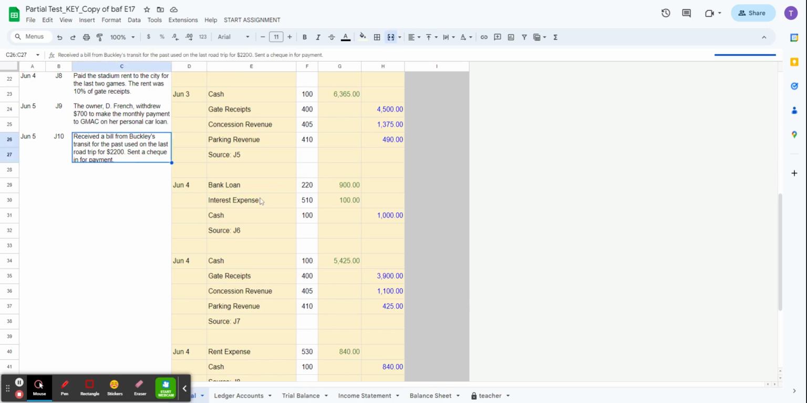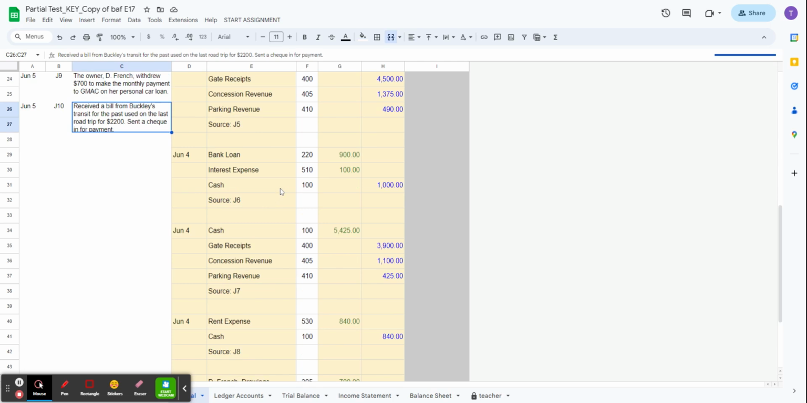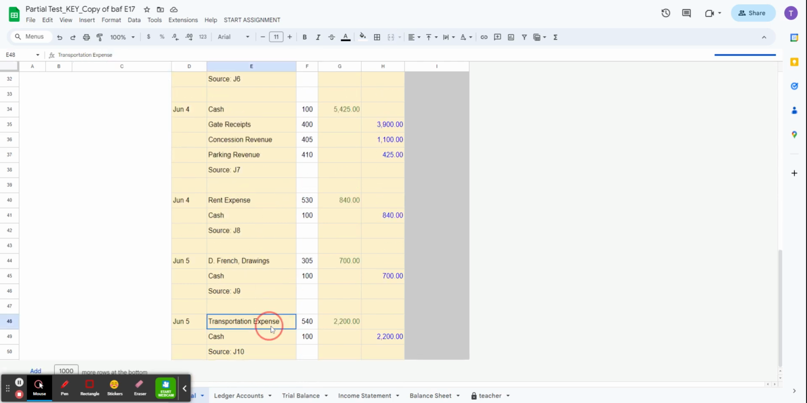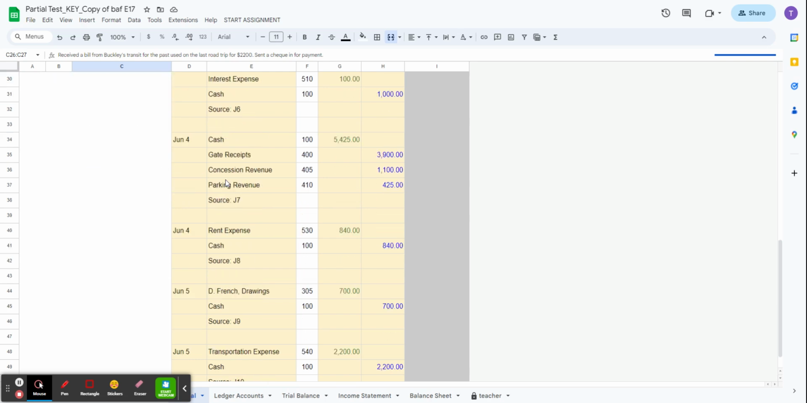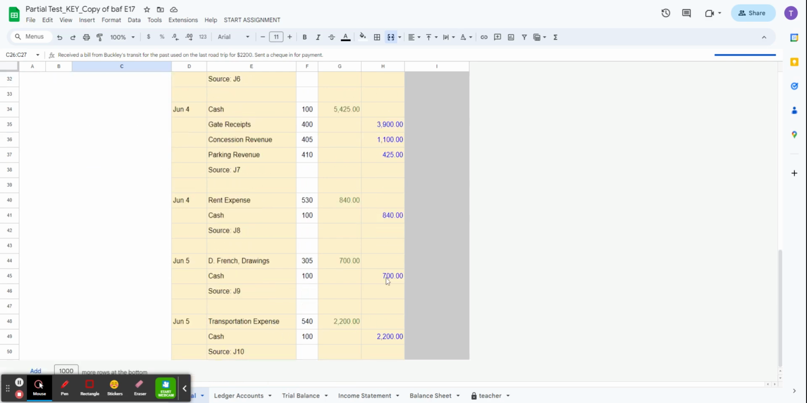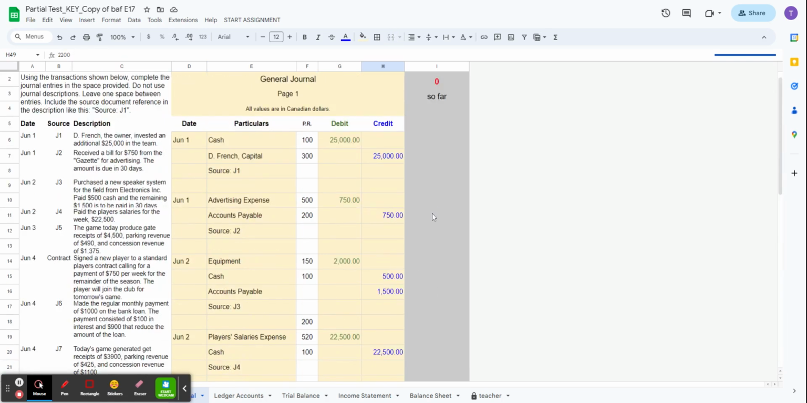So lastly, we have receiving a bill for the transit, and we would simply debit the transportation expense and credit cash. Sorry, a little bit of clarification here. We did receive a bill, which might indicate that it's an accounts payable, but it says in here that we sent a check in for the payment. So it actually means we've already paid for it, and the check does count as a cash payment. So there you go. There's all the journals.